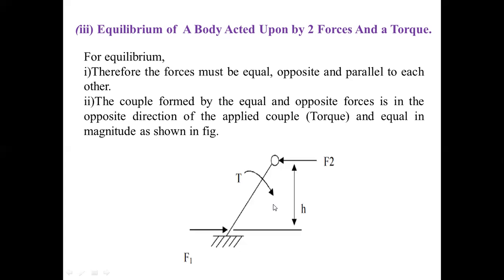Now, tell me what are the conditions for this equilibrium. First, the forces must be equal in magnitude, opposite in direction, and parallel to each other. So here we can observe F1 and F2 must be equal, opposite in direction or sense, and parallel to each other. These are parallel. These lines of action will not intersect.